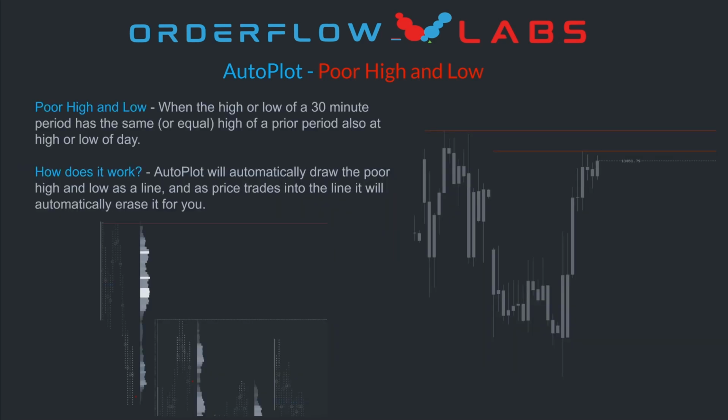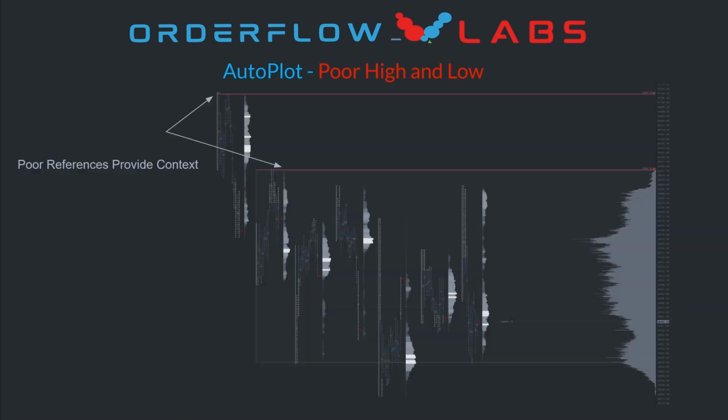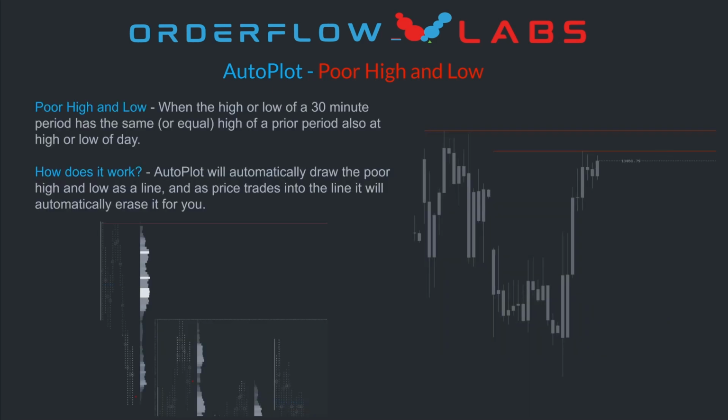So the nice thing here is it's automatically done for you. This can, again, be plotted on a TPO chart. It can be plotted on a 30-minute chart or even on an execution chart. So you can be aware of it as soon as it happens, or you can have those on your higher time frame charts for a reference later.